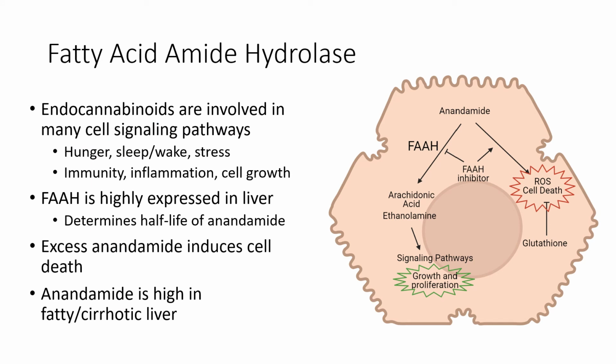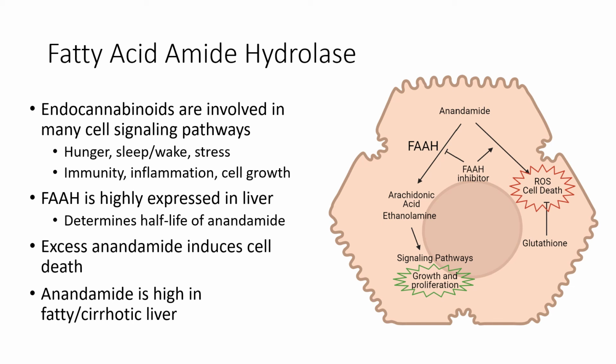Endocannabinoids are a class of lipid-based signaling molecules, including those metabolized and produced by fatty acid amide hydrolase. Their role in regulating hunger, sleep, and stress responses has long been appreciated, and more recent studies have found that they are also involved in immunity, inflammation, and cell growth. These pathways are crucial for cancer development, and so they have been highlighted as having potentially oncogenic roles.